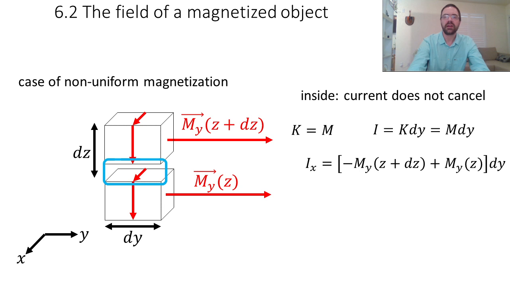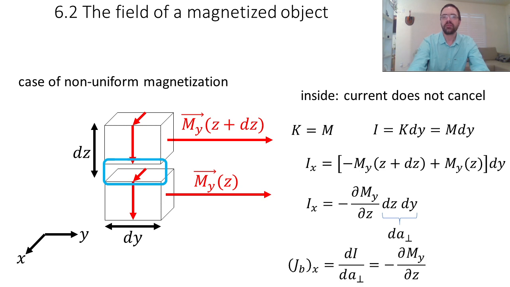The top one is negative, the bottom one is positive, and because the magnetization is not uniform, the contributions don't cancel each other. So same as before, we write this as a derivative, assuming dz is very small. So Ix is equal to minus dMy over dz times dz times dy. dz dy is again the area perpendicular to the current Ix. And so this time we obtain that the bound current density, J sub B, is equal to minus dMy/dz.